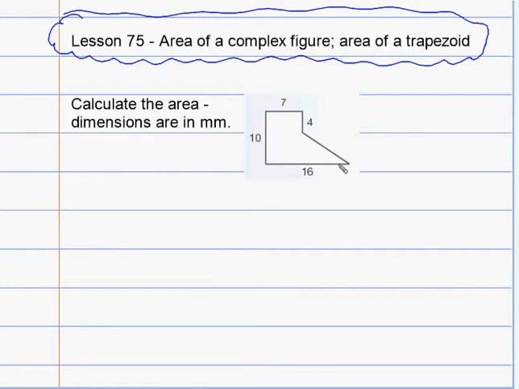So here is a complex figure. Complex figure just means that it's made up of more than one figure. So for instance, I could draw a dotted line right here and divide this into two shapes, right? I can make a rectangle and a triangle. So we're going to calculate the area, and our dimensions are in millimeters.